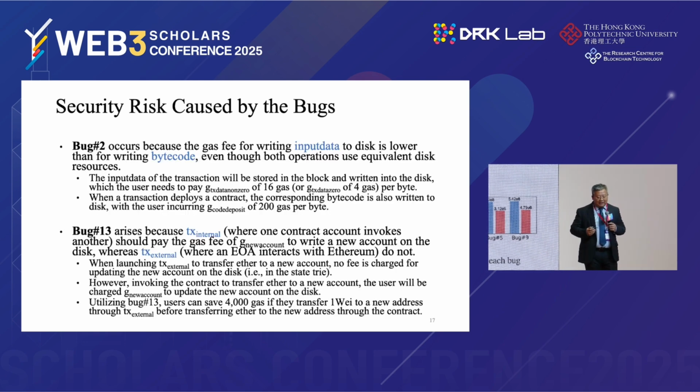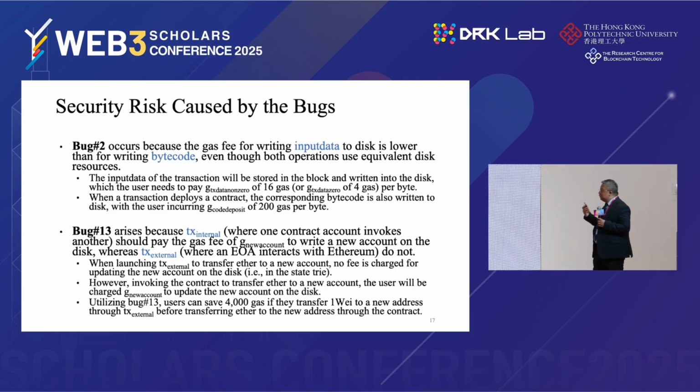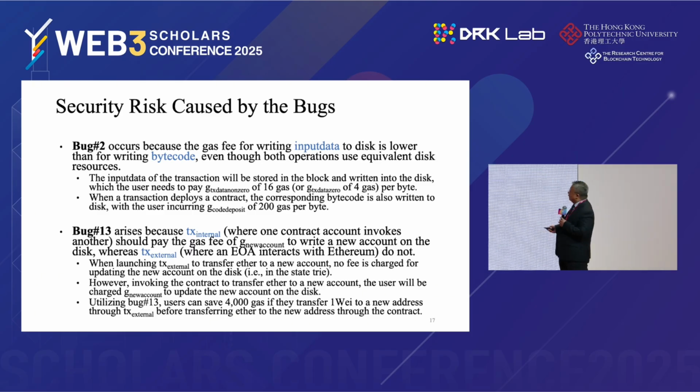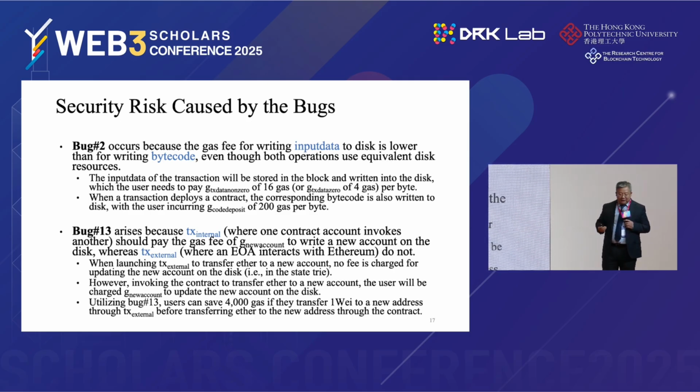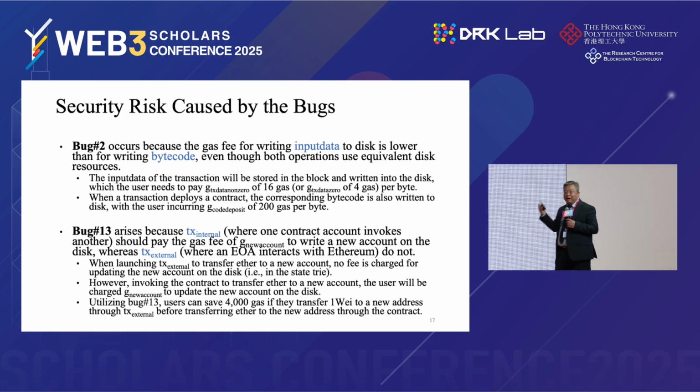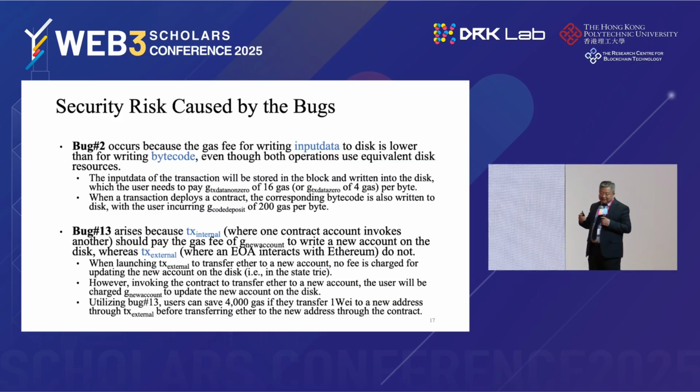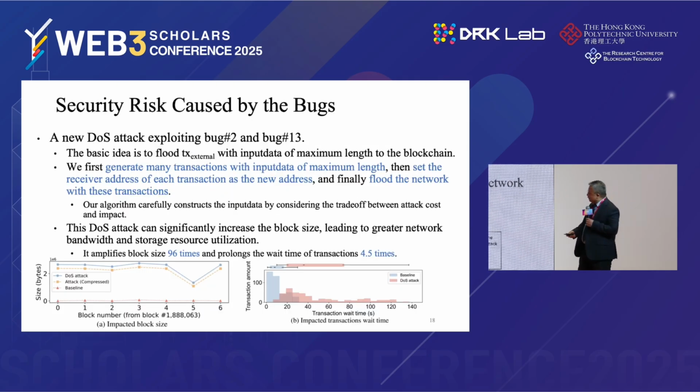So besides the financial loss, the bugs can also be exploited to launch attacks on the blockchain platform. For example, bug 2 occurs because the gas fee for writing input data to disk is lower than that for writing bytecode. And another bug arises because the internal transaction should pay the gas fee to write a new account on the disk. And we also demonstrate how to exploit these two new bugs to launch a new denial of service attack. Basically, the idea is to flood the network with external transactions with input data of maximum length to the blockchain. So I will skip the detail, but I will show the results. The experimental results show that our new DoS attacks can significantly increase the block size.